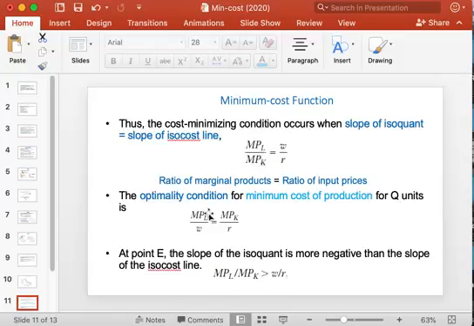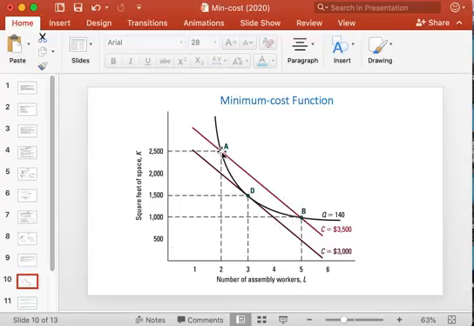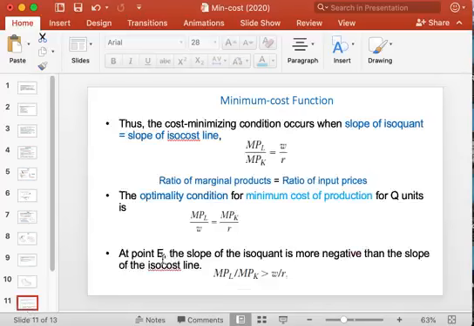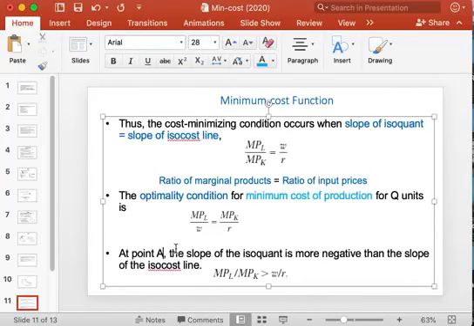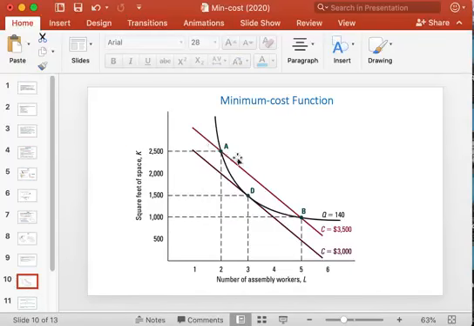Okay, so this equation we can rearrange and make it like this: MPL divided by W equals MPK divided by R. You can also prove that at point A here, the slope of the isoquant line is more negative than the slope of the isocost line. Okay, so at point A, not E, the slope of the isoquant line is more negative than the slope of the isocost line.